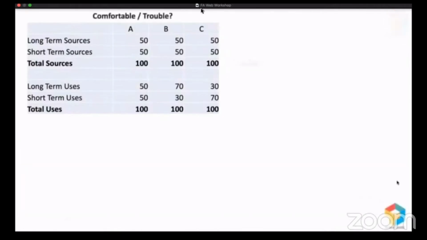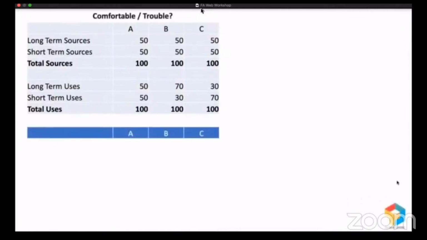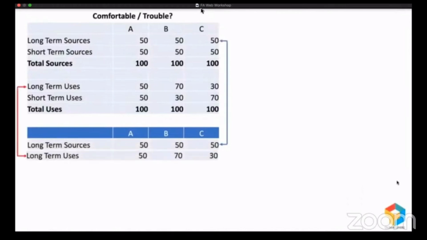Let's see the results. I'm going to rearrange this statement. Let me bring the long-term sources here and I'll compare that with long-term uses. So let's see what is the position. If you take company A, long-term sources and uses are same, so no surplus, no deficit. But company B, long-term source is 50, long-term use is 70, so there is a deficit of 20. And company C, long-term source is 50, long-term use is 30 only, so there is a surplus of 20.